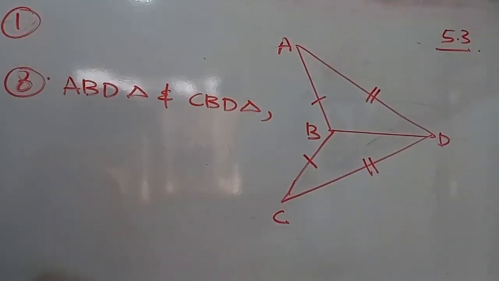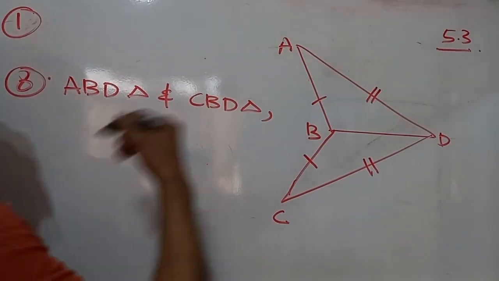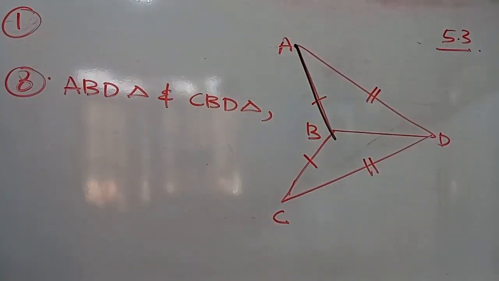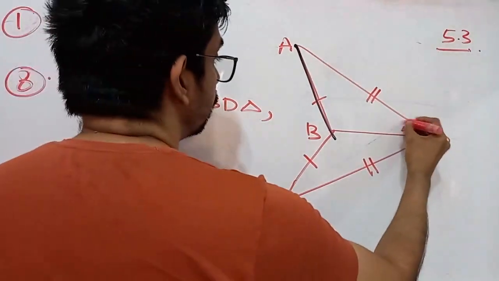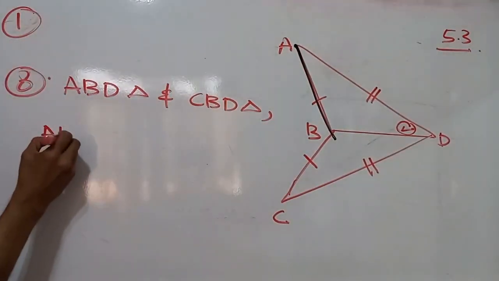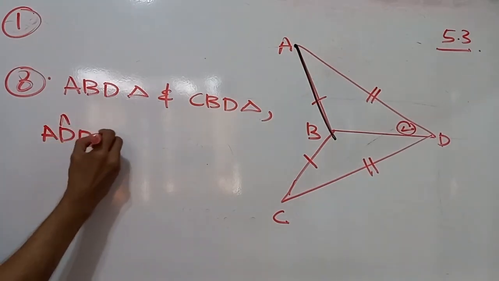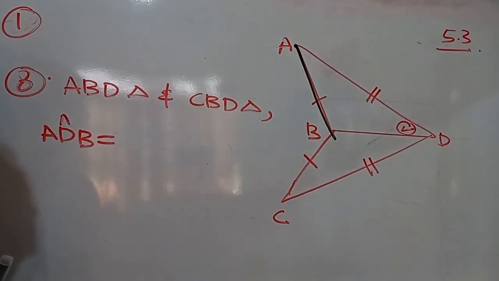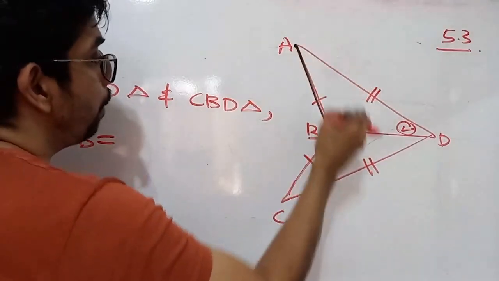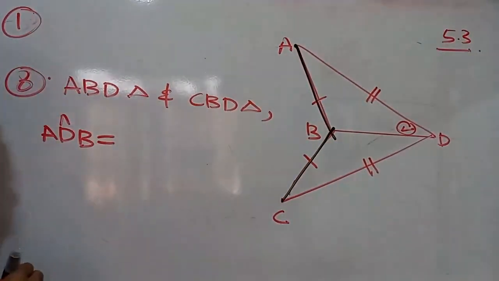Just as before, we have three angles, no? Right. Let's take the AB side. What's the opposite angle to AB? This is the angle. So take D, right? So ADB that is equal to what? ADB. We know AB that is equal to CB.